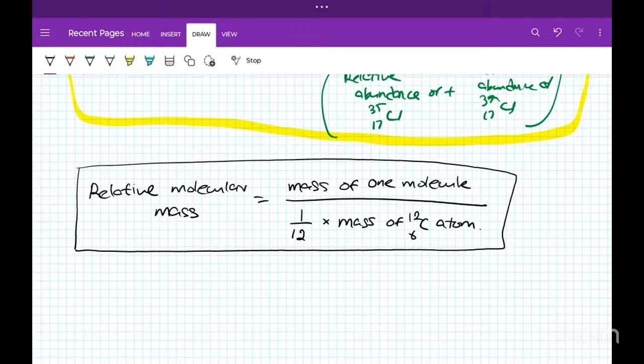1/12 of the mass of a C-12 atom is used as the atomic mass unit. Now write down this equation, which you can see in the black box.